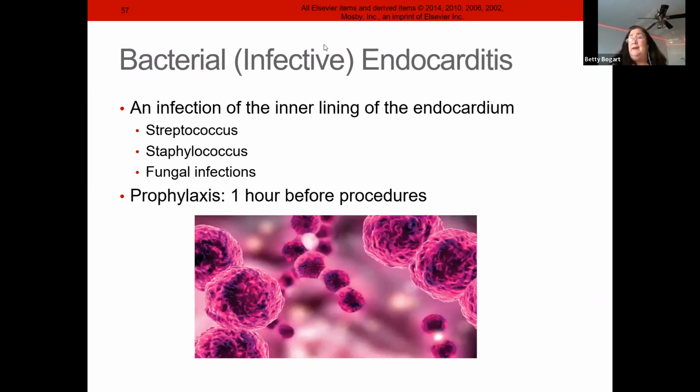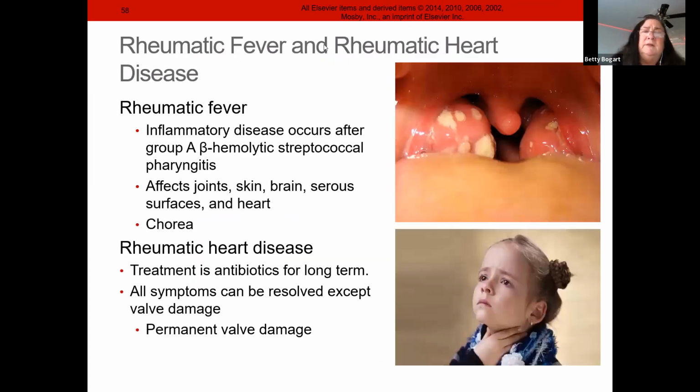Bacterial endocarditis. This is where you need those prophylactic antibiotics for dental or anything they're going to do, just like adults. It's an infection of the lining of the heart. Rheumatic fever is when we do not treat a strep throat properly, or we don't complete the dose of antibiotics.